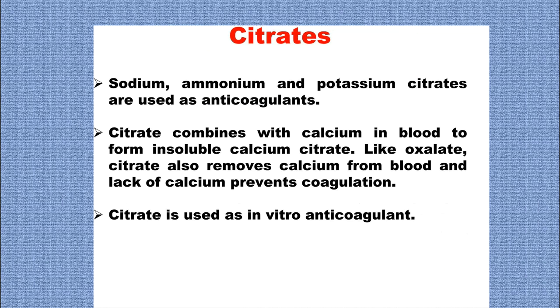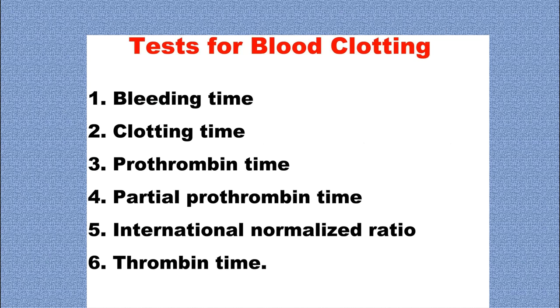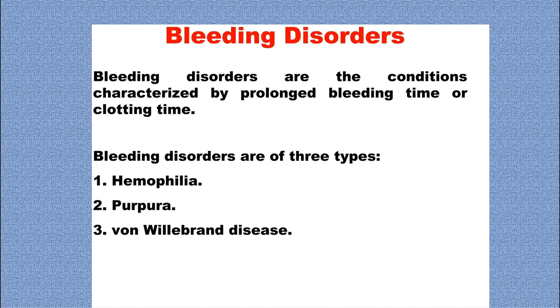Then citrates are also used for prevention of clotting. Sodium, ammonium, and potassium citrates are used. These combine with the calcium in the blood to form insoluble calcium citrate, and like oxalate, citrate also removes the calcium from the blood, and the lack of calcium prevents coagulation. The blood clotting time can be estimated by bleeding time, clotting time, prothrombin time, partial prothrombin time, international normalized ratio, and ultimately the thrombin time.